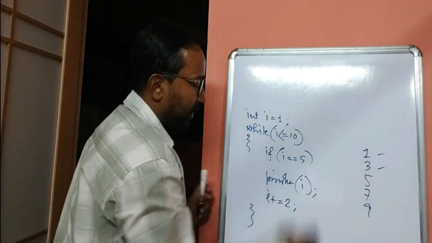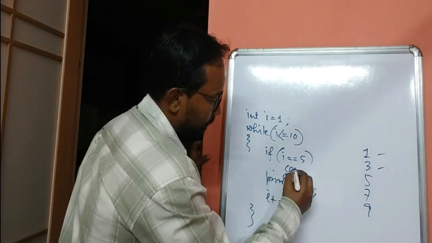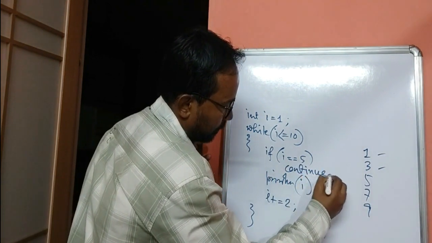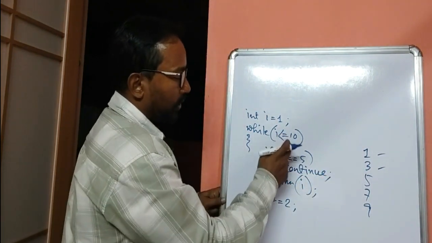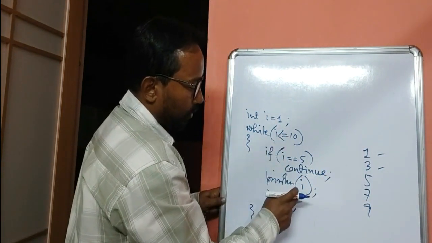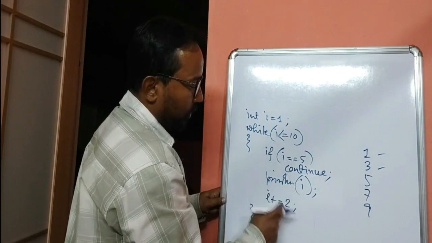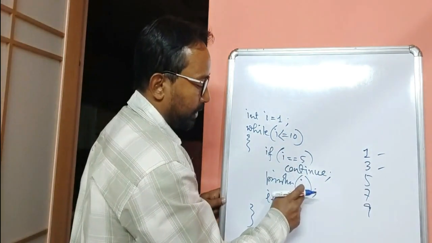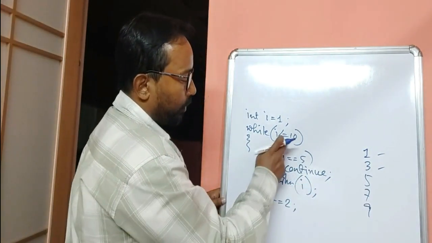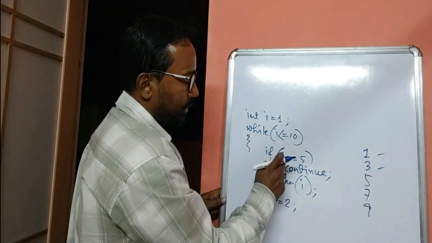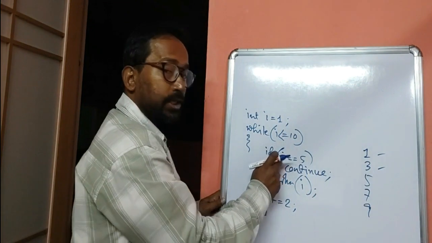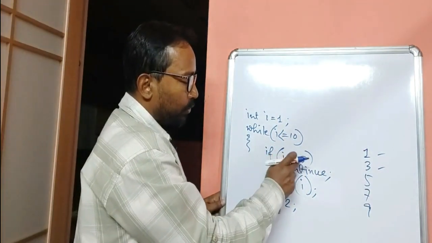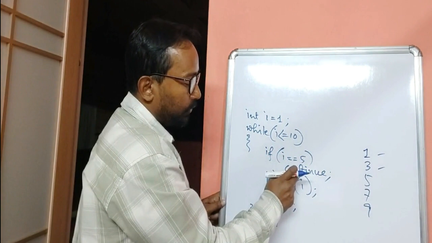If I write here continue, what will happen? For 1, this condition is true, this is not true, it will print 1. Then plus 2 for 3. For 3, this condition is true, this is not true, continue will not execute, it will print 3. Then plus 2 for 5. For 5, this condition is true, the loop will execute. But for 5, this condition is also true. So i is equal to 5 is true, this continue will execute now.